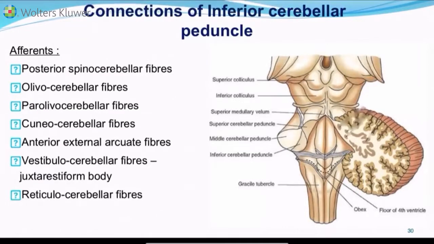Coming to connections of inferior cerebellar peduncle, the afferents, tracts that are passing as afferents through the inferior cerebellar peduncle are posterior spinocerebellar fibers, olivocerebellar fibers, parolivocerebellar fibers, cuneocerebellar fibers, anterior external arcuate fibers, vestibulocerebellar fibers which form the juxtarestiform body, reticulocerebellar fibers. I am only mentioning the name of fibers because each of these tracts will be taught in physiology.